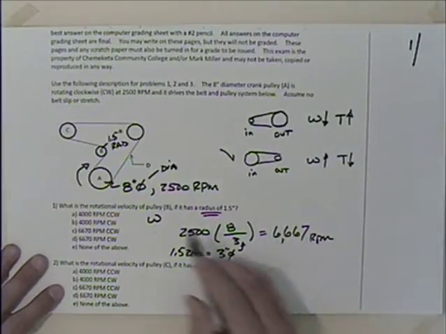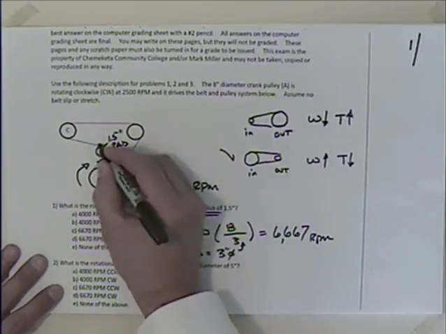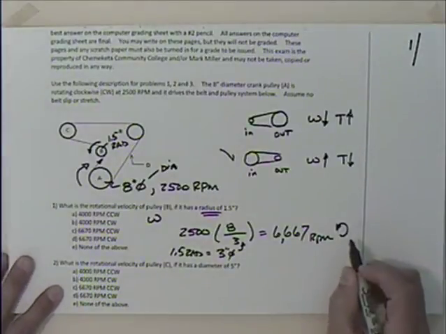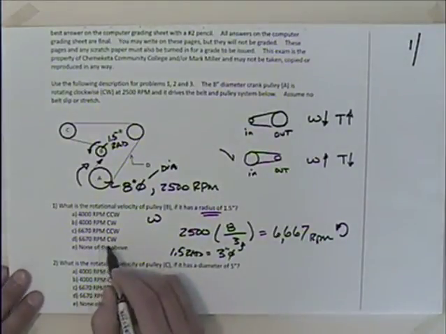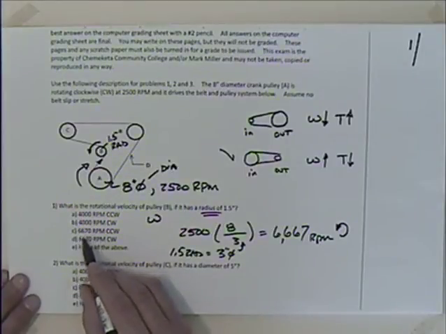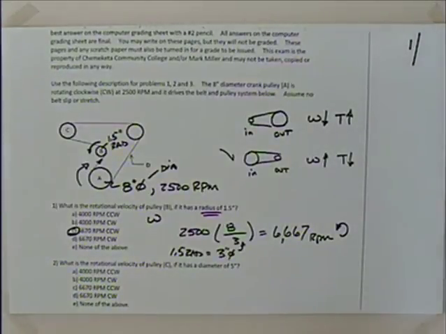RPMs. Now, as this goes around here, this belt is going to be going that direction, so this will be rotating that way, so it would be counterclockwise. So let's see, do we have that here? 6,670, yeah, to 3 significant figures. I think I would take that as the answer.